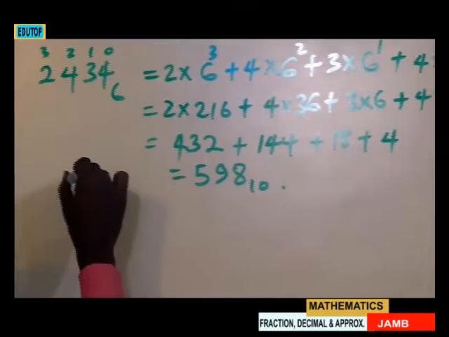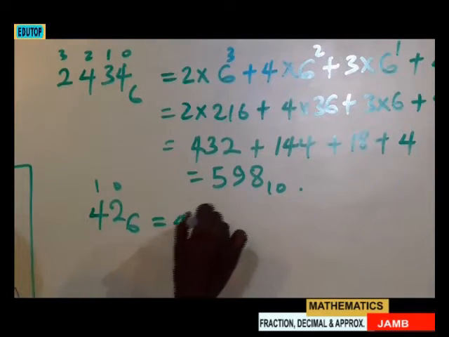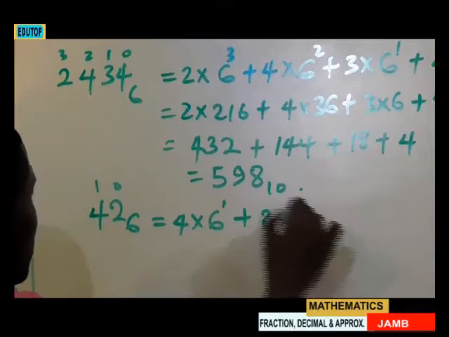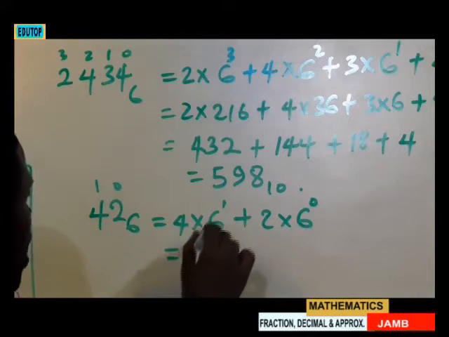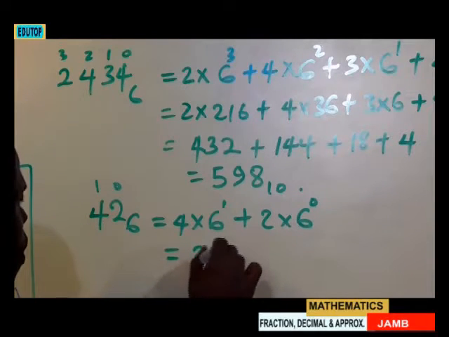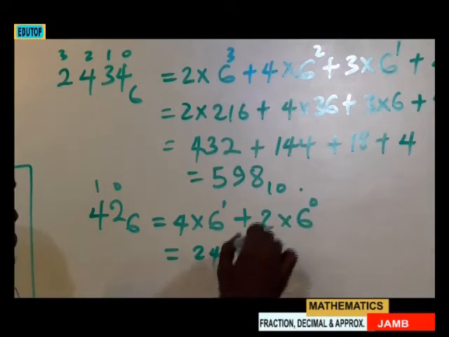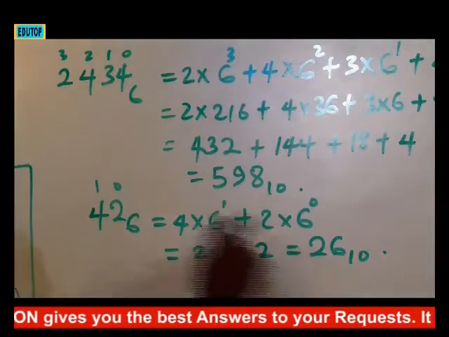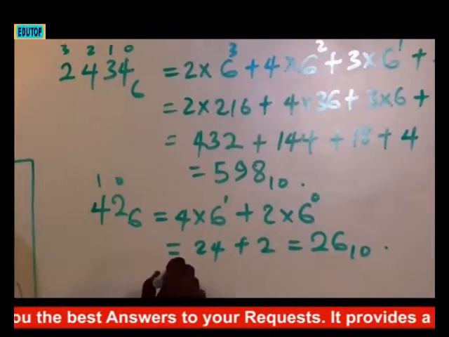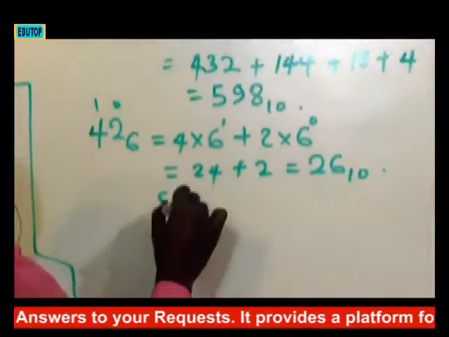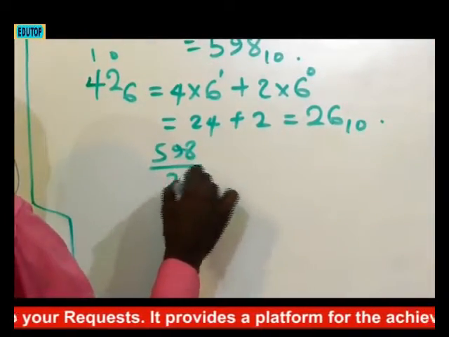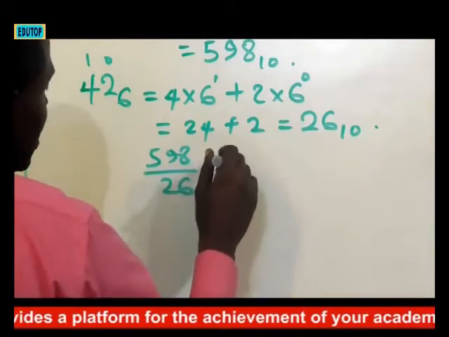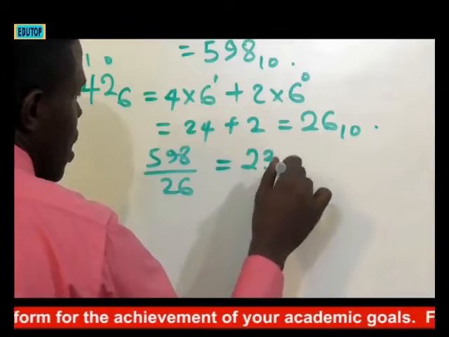42 base 6, with positions 0, 1. First one, 4 times the base raised to power the number on it, 1, plus 2 times 6 raised to power the number on it, 0. Then here we're going to have 6 raised to power 1 times this, that's 24, plus 6 raised to power 0, 1 times this, 2. Then I have 26 base 10. Now I have both in base 10, so I now want to divide 598 divided by 26. 598 divided by 26 will definitely give me 23. So that will give me 23 in base 10.